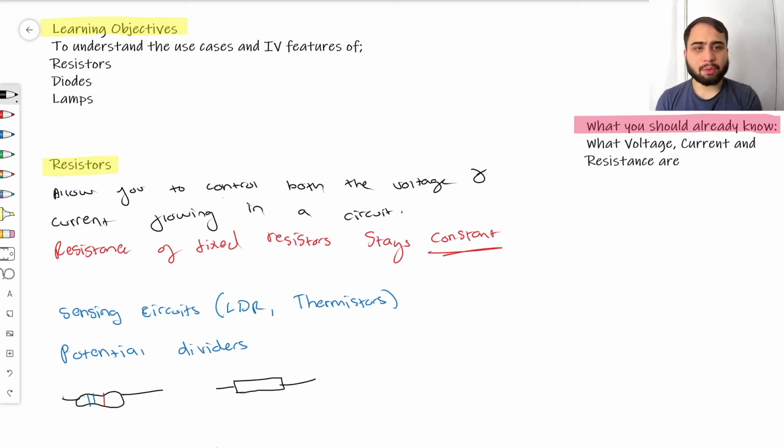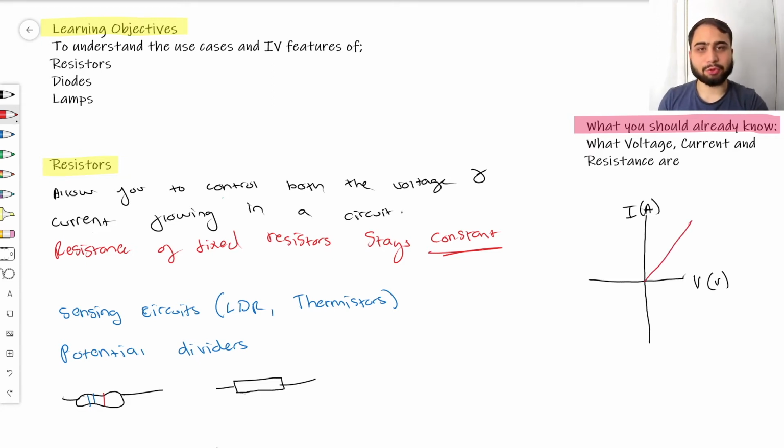Now we want to have a look at its IV graph. So that is its current I, which is measured in amps, against voltage V, which is measured in volts. Now for a resistor, current and voltage are directly proportional. That means that it's a straight line through the origin, but it's also straight carrying on through negative territory, because the negative sign doesn't really mean anything but the direction of the current that's flowing, and that's also covered in other videos.